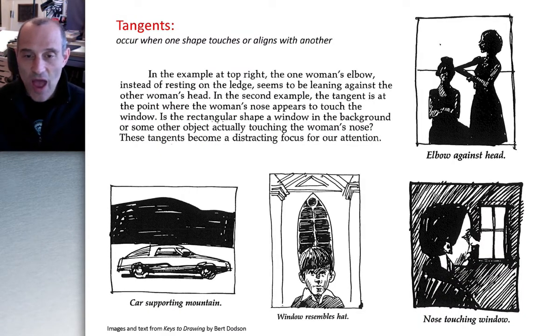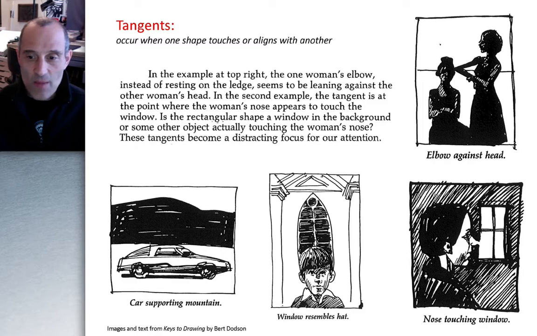Tangents can also happen as we start arranging forms. And a tangent is when a shape touches or aligns with another. And I've got some humorous examples from Bert Dodson's Keys to Drawing again. It says, in the example on the top right, the woman's elbow, instead of resting on the ledge, seems to be leaning against the other woman's head.